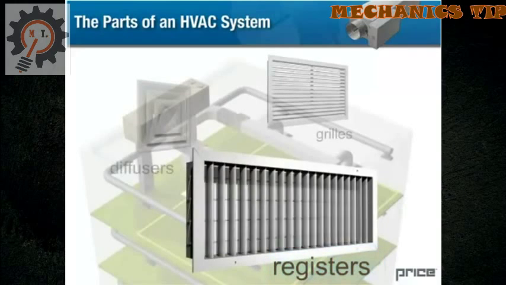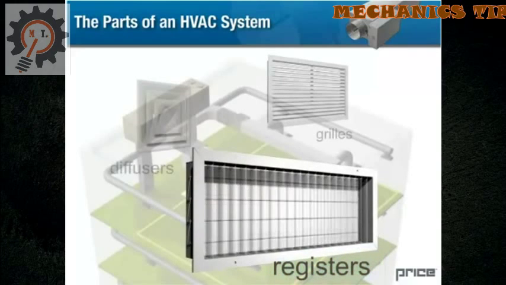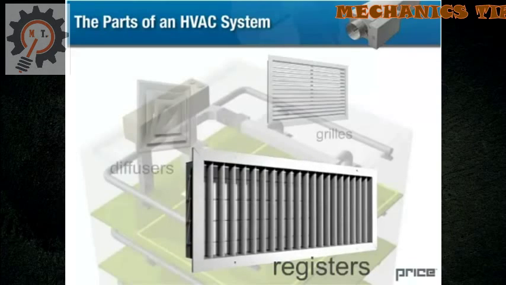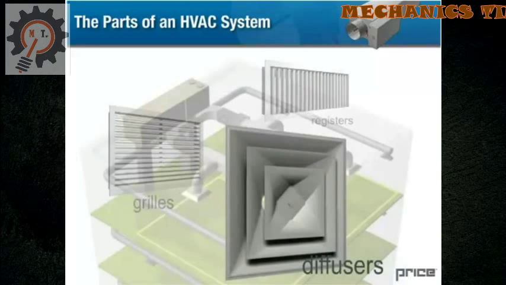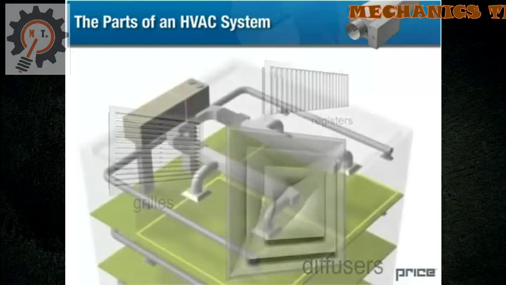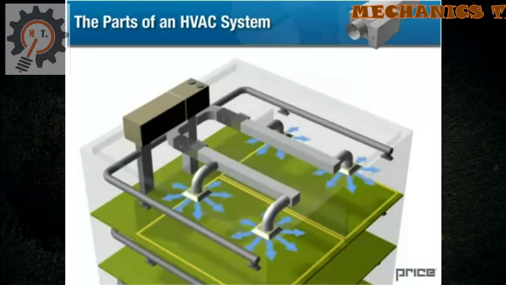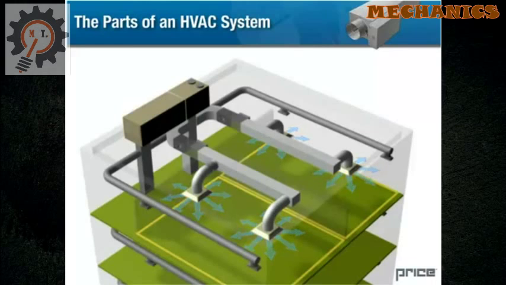A register is a grille that has one or more adjustable blades or dampers that control the amount of air that flows through. A diffuser is an air outlet which incorporates structures such as vanes, louvers, perforations, and other features for distributing and directing air. The diffuser's job is to direct the airflow throughout the occupied space in the most efficient manner possible. More information on desirable air patterns is provided in the space air diffusion section. We will discuss diffusers in more detail in air outlet selection.